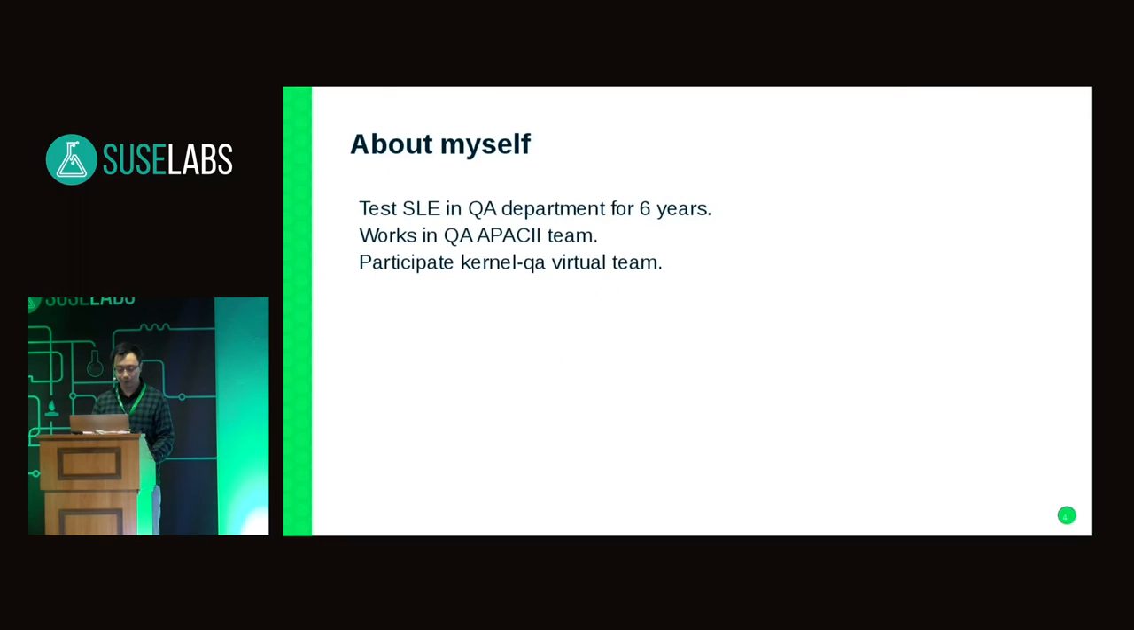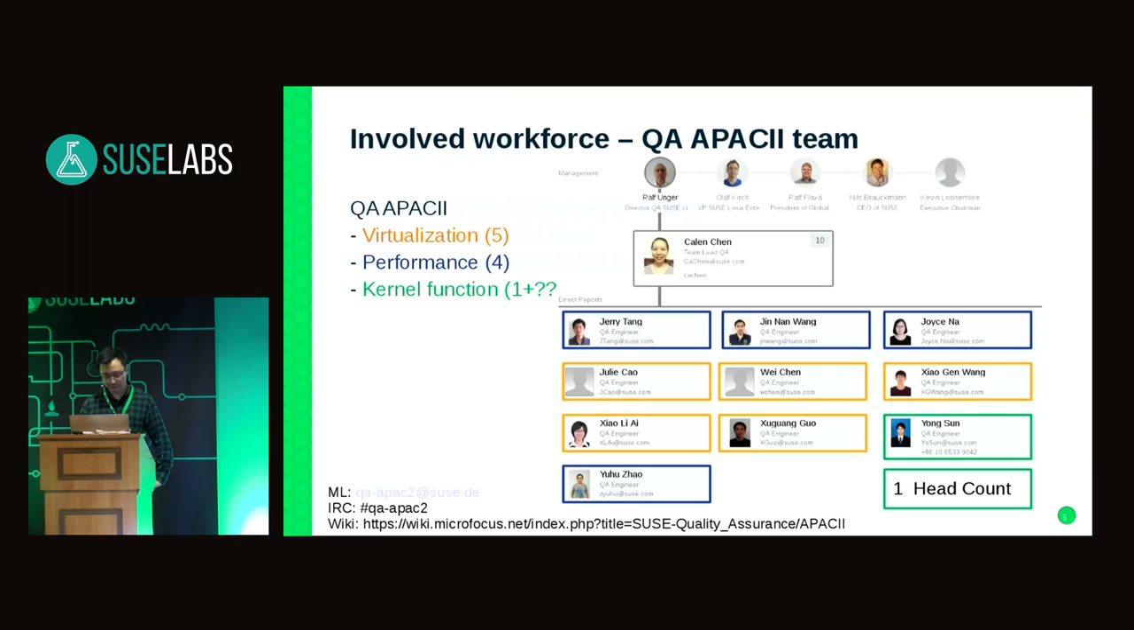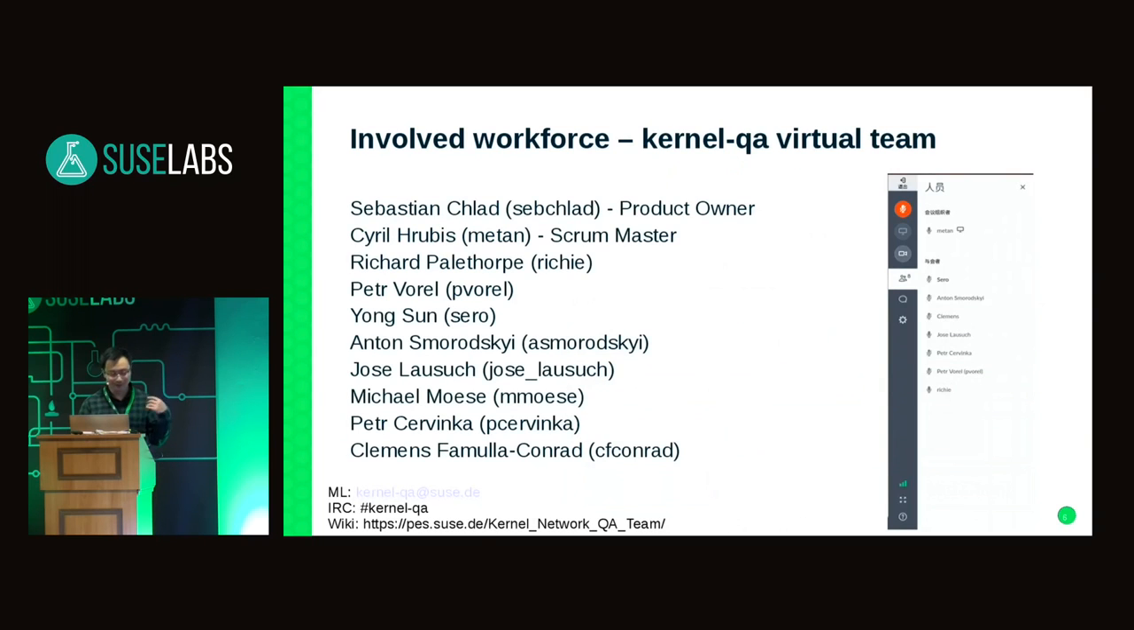I joined the SLE QA department 6 years ago, and I'm working in the QA APEC 2 team. I also participate in the kernel QA virtual team. This is my QA APEC 2 team. You can see there are now too many people working on the kernel function part. There's still high count there. And this situation also happened in different QA teams. So our kernel function guys joined together into a kernel QA virtual team.